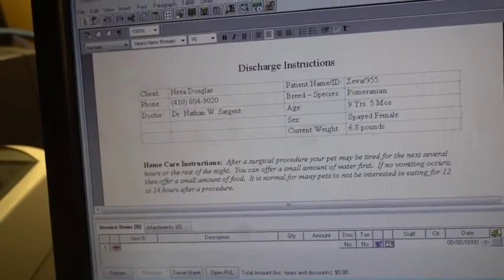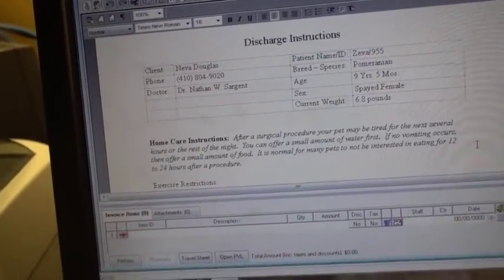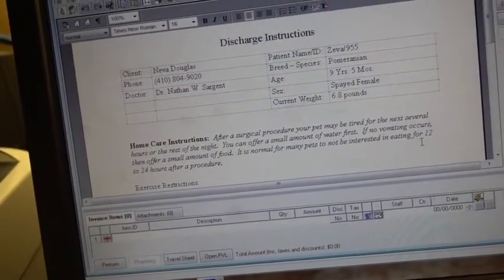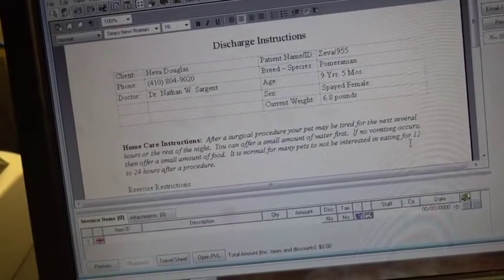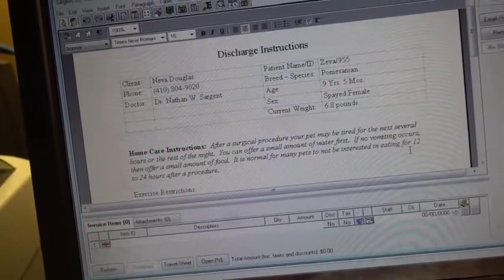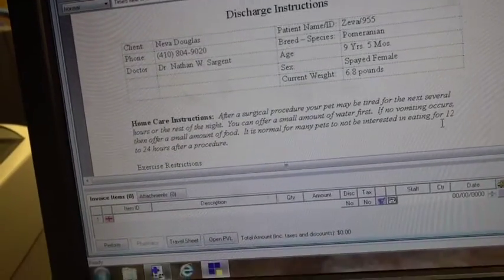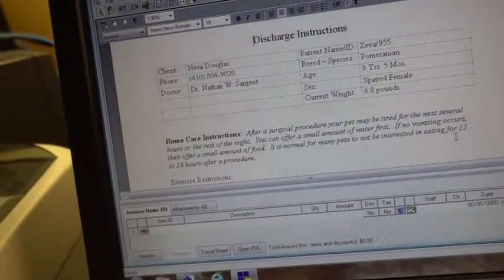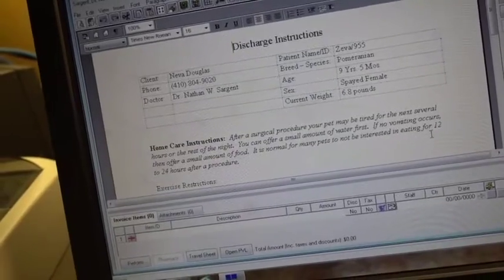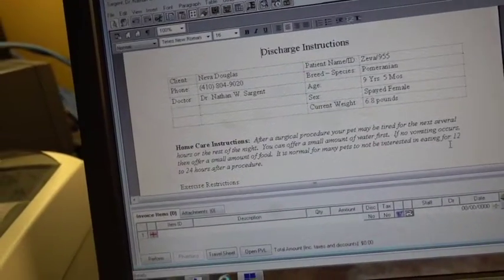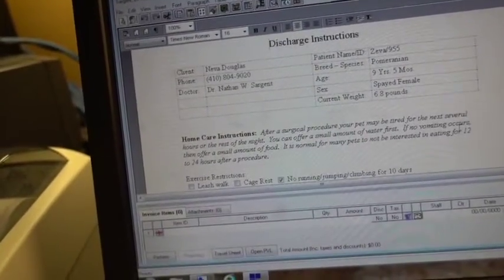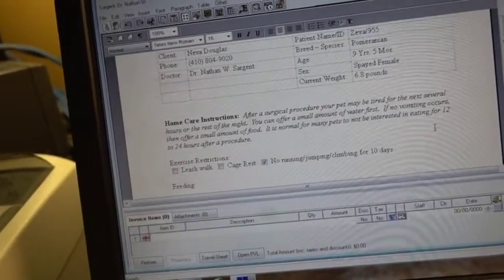For our discharge instructions, we have just some home care instructions explaining that sometimes the pet will be tired for the next several hours and that they need to rest for the night. That when they get home to try offering a small amount of water first, and that if no vomiting occurs, then they can start with a small amount of food.